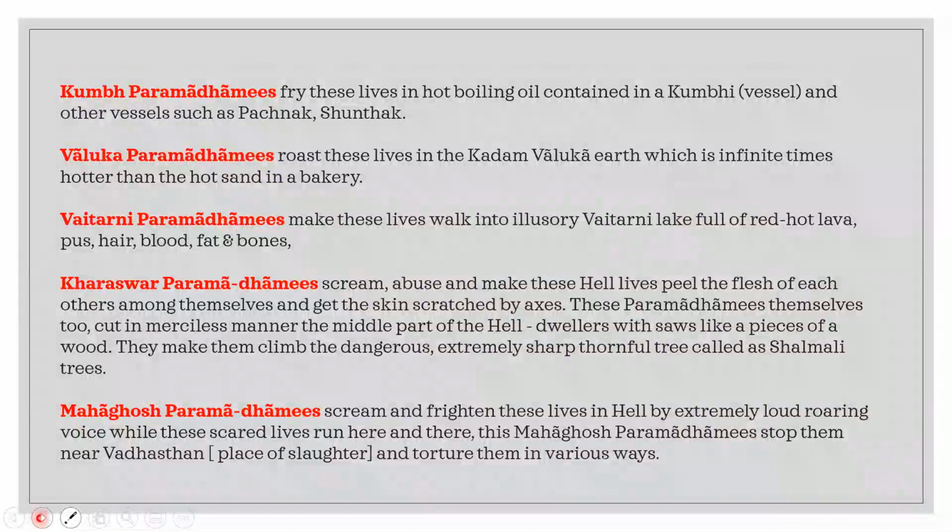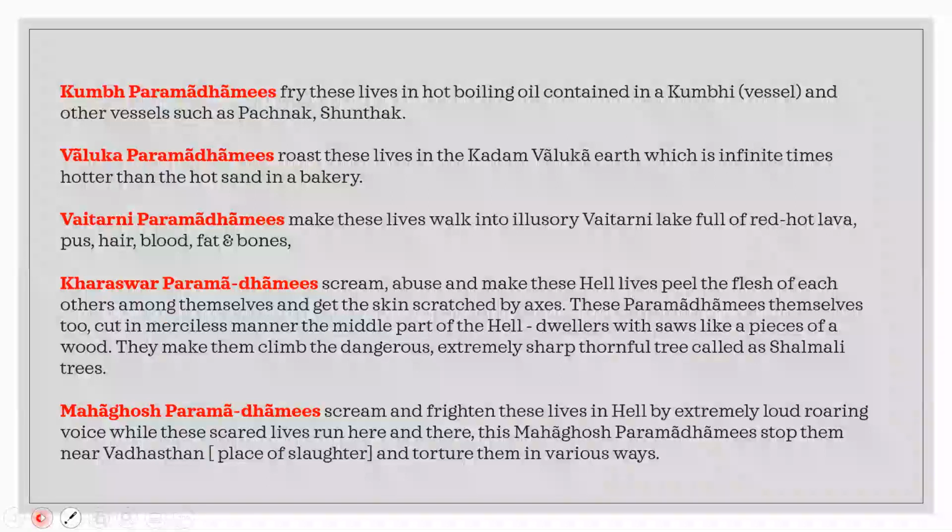The next is the Kumbh category of Parmadhamis. The Kumbh basically fry the jeev of Narkis in boiling oil in various vessels known as Kumbhi, Pachnak, and Tuntak. So those are the names of the vessels they use to boil the jeeves of Narkis. Then there are the Valuka Parmadhamis. The Valuka Parmadhamis roast the jeev of Narkis in hot sand or hot bakeries.